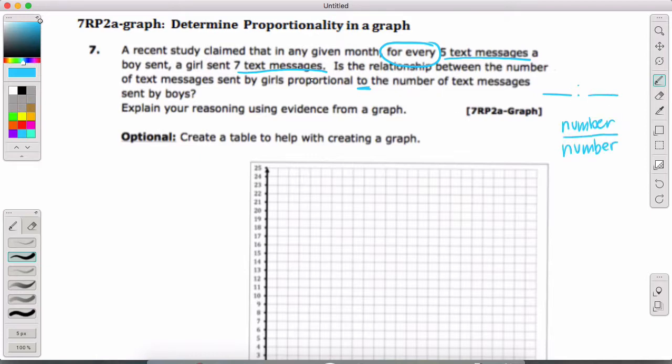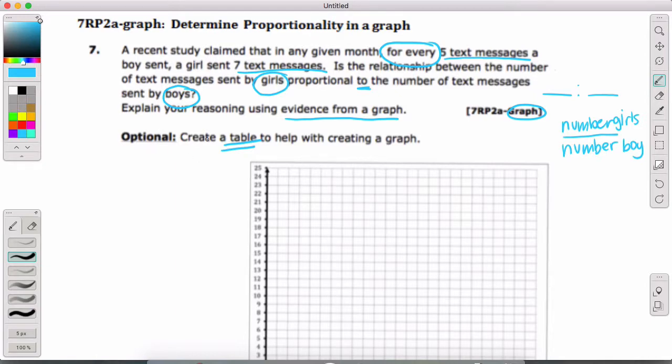So there's something to something else. In this case, what are we comparing? Text messages sent by girls to text messages sent by boys. So that tells me that it is the number of girl text messages to the number of boy text messages. So now we know we have a rate. And it says explain your reasoning by using evidence from a graph. So this target is about graphing itself. I could solve this other ways, but I am going to show this using a table like they asked me to and creating a graph.